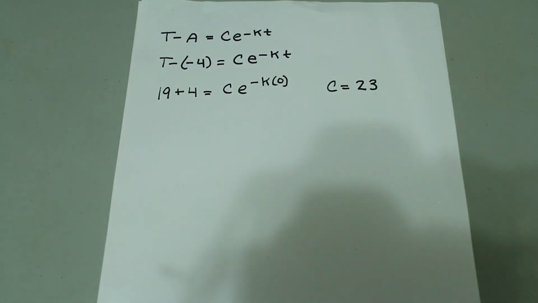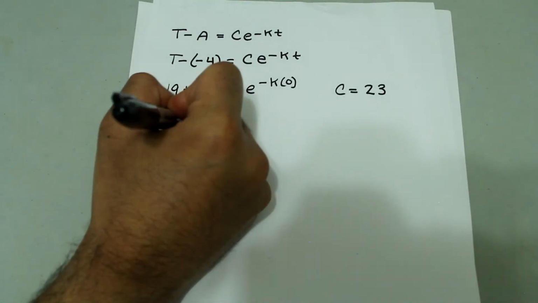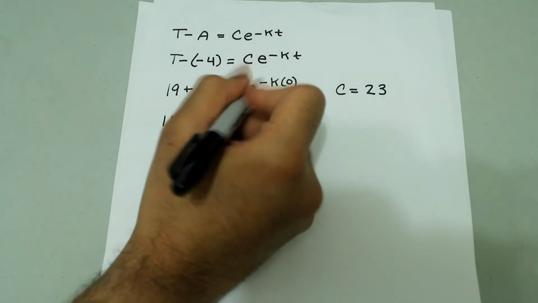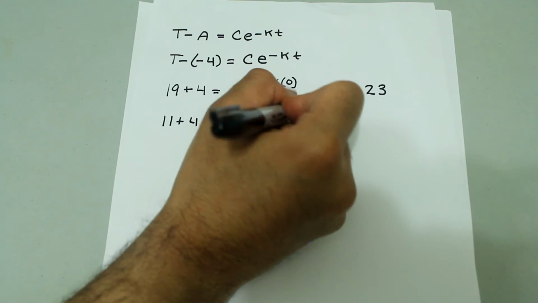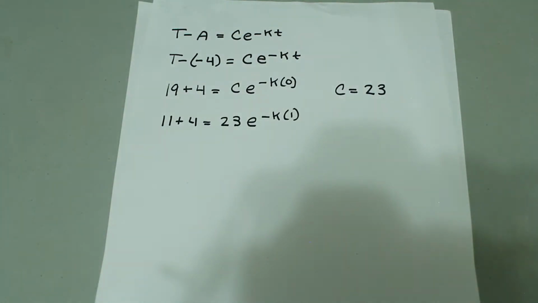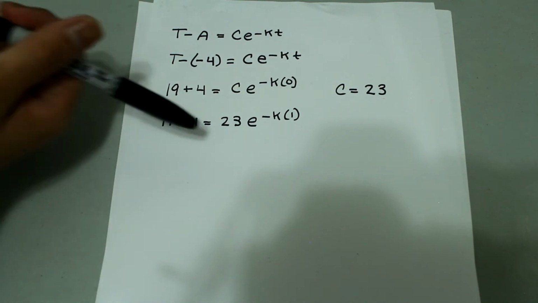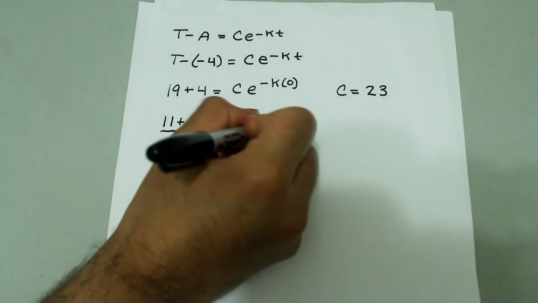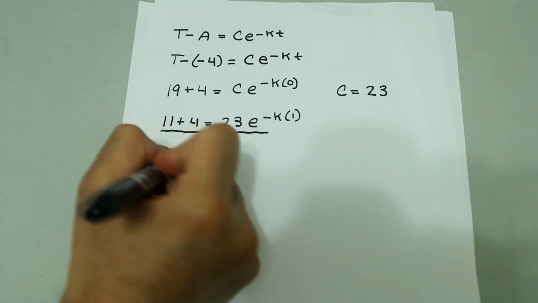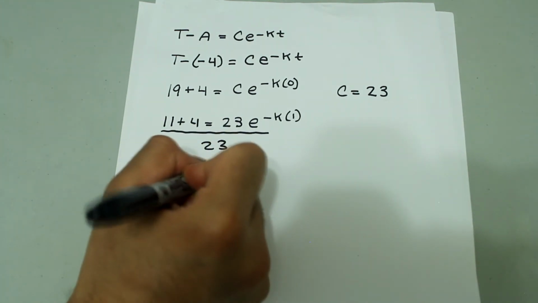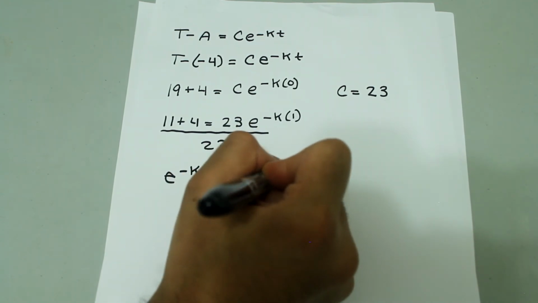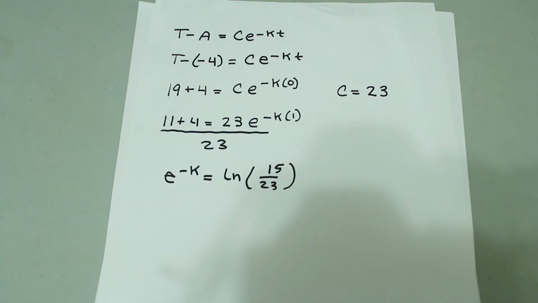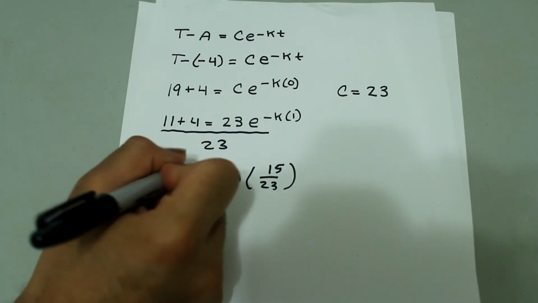Next, we're going to use the fact that we know T of 1 is 11 degrees. So 11 plus 4 is equal to 23 e to the negative K, and time is 1, so 1. So we're going to isolate for e to the negative K, so divide both sides by 23. So we get e to the negative K is equal to 15 over 23. And we'll take the natural log of this side also.